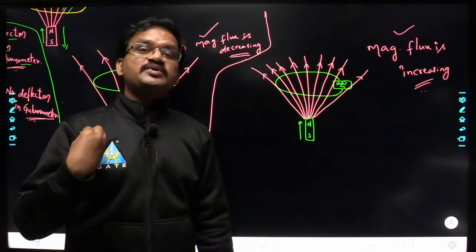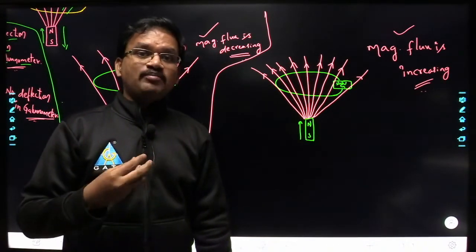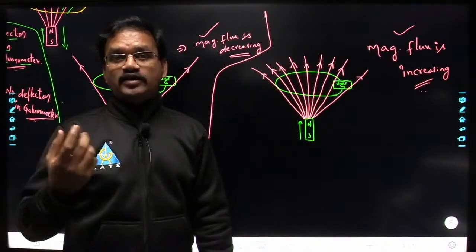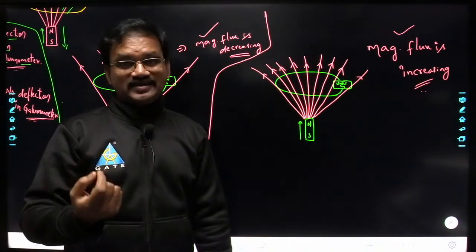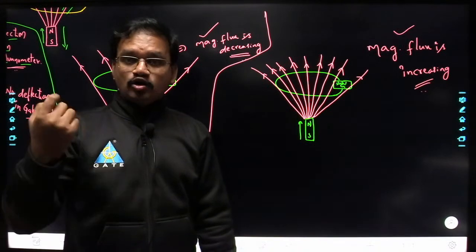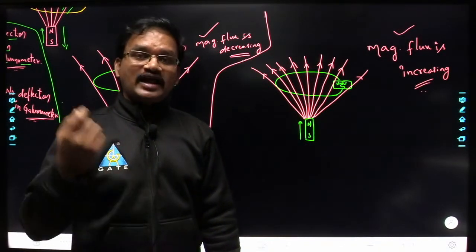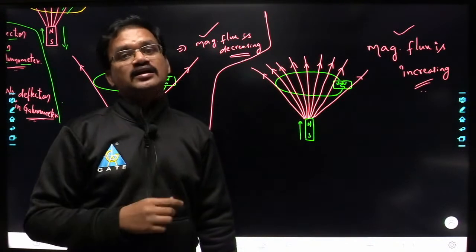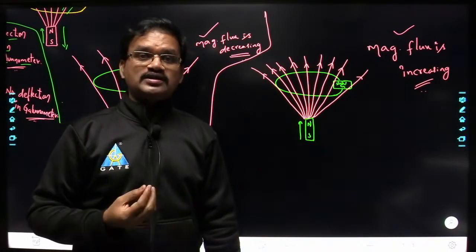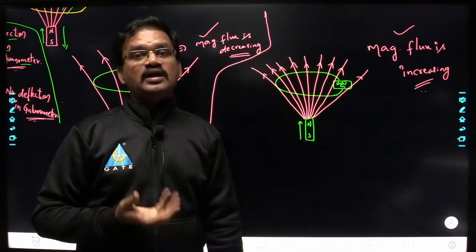So there must be some force that is going to drive the charge carriers inside the conducting material to flow in a particular direction. Understood? So what is that force driving these charge carriers inside the conducting material? That is nothing but EMF.